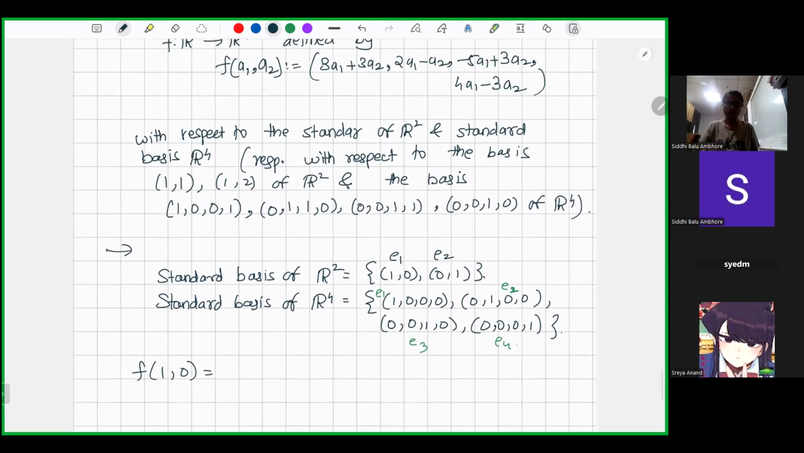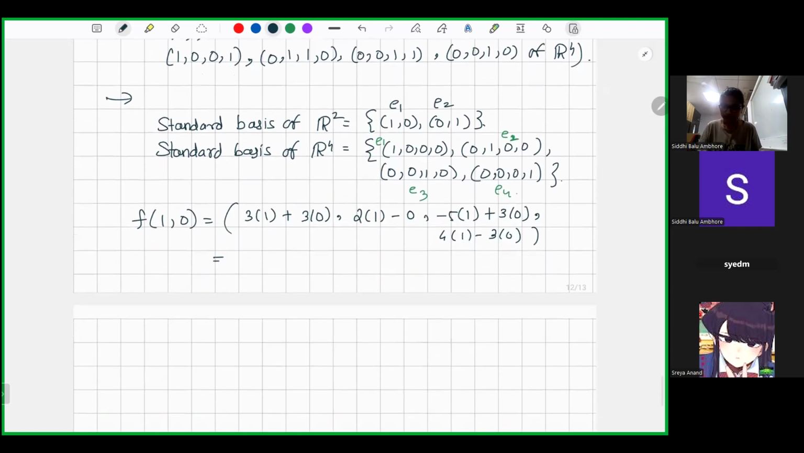So that's what we will do. We will do f of 1, 0. So this is 3 into 1 plus 3 into 0, comma 2 into 1 minus 0, comma minus 5 into 1 plus 3 into 0, comma 4 into 1 minus 3 into 0. And this is giving me 3, 2, minus 5, and 4.